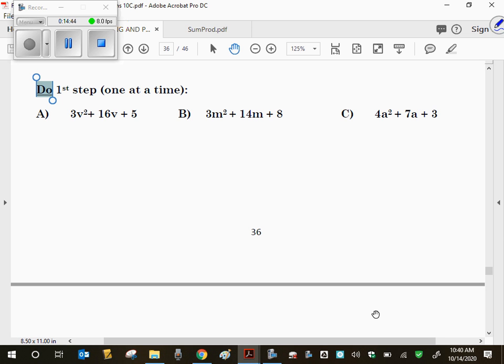Okay, the first step is this. The product is 3 times 5, 15. The sum is 60. Okay, next step is to find the two numbers that multiply to 15 and add to 60.